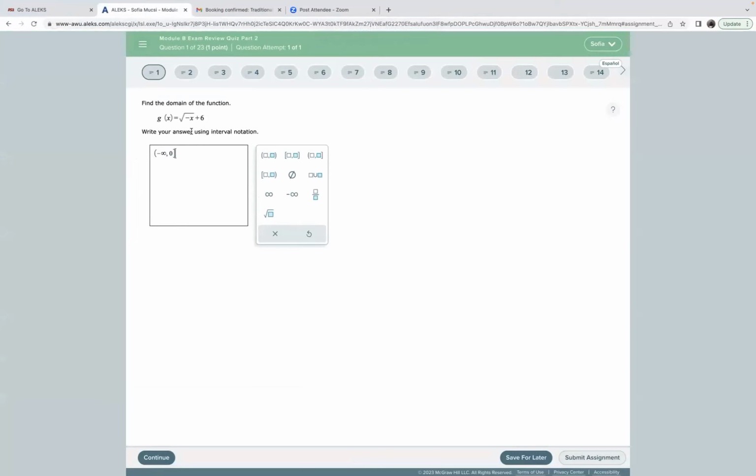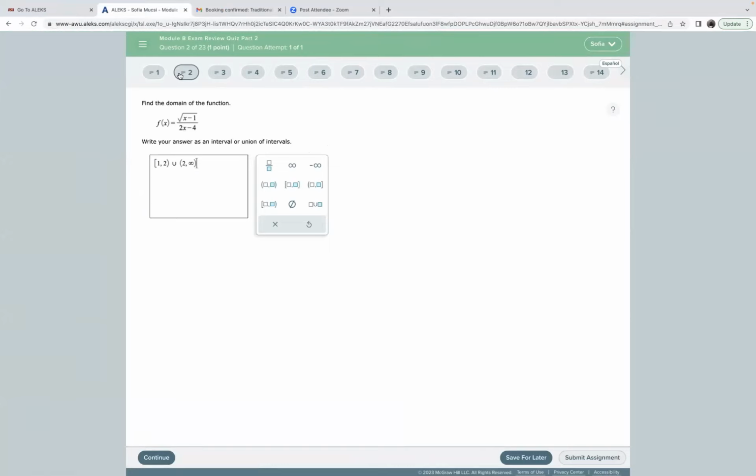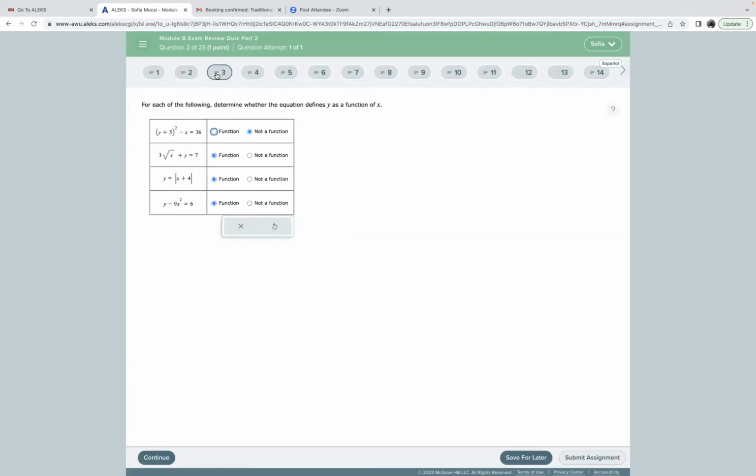That is correct, because it's everything up to 0. So yes, the way you have it is perfect. Okay. And this one. Yeah, let's check this one. This is perfect because the top has to be positive, 1 to infinity, but the bottom can't be 0, so you exclude 2.